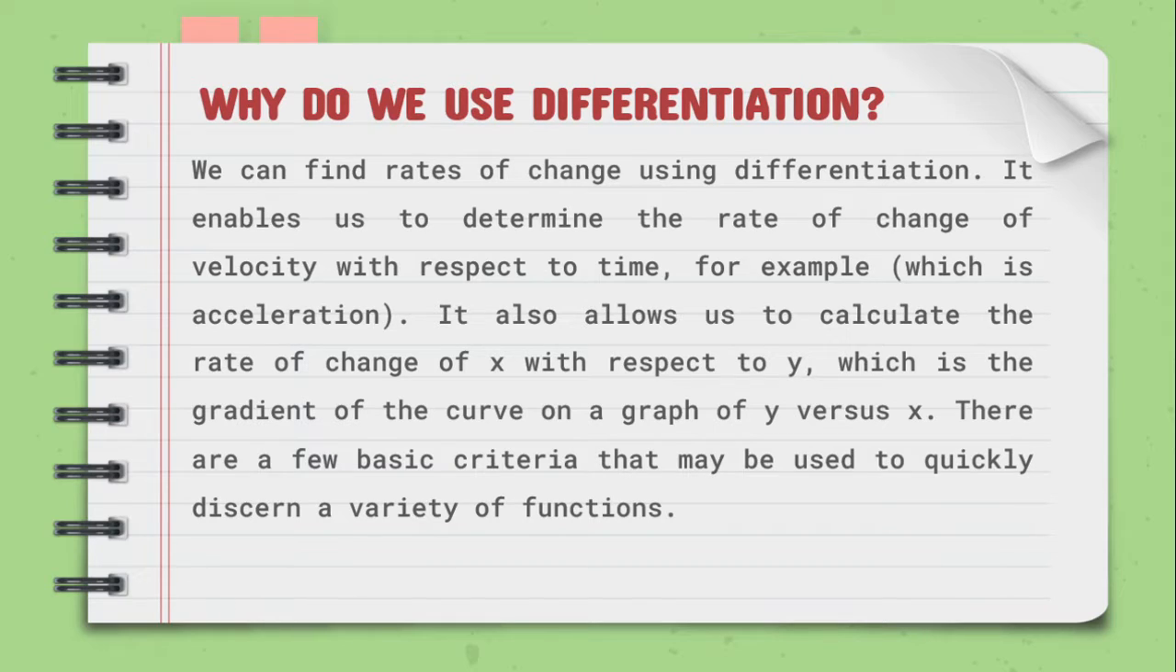Next, why do we use differentiation? We can find rates of change using differentiation. It enables us to determine the rate of change of velocity with respect to time, for example, which is acceleration. It also allows us to calculate the rate of change of x with respect to y, which is the gradient of the curve on a graph of y versus x. There are a few basic criteria that may be used to quickly discern a variety of functions.